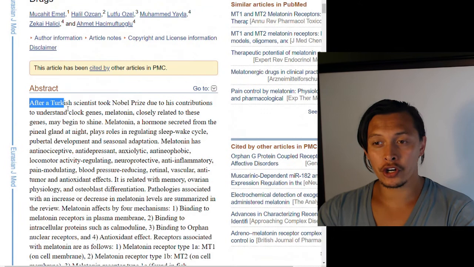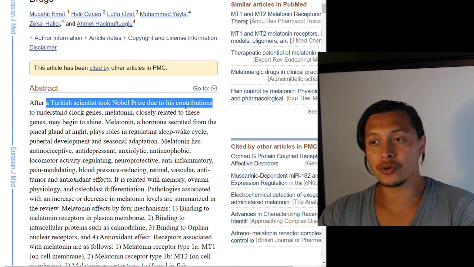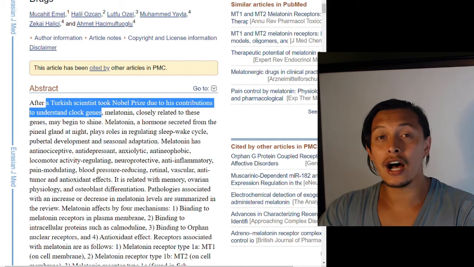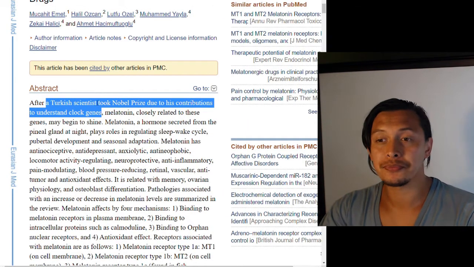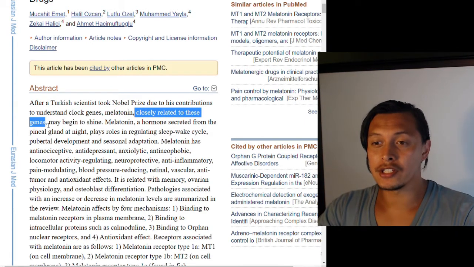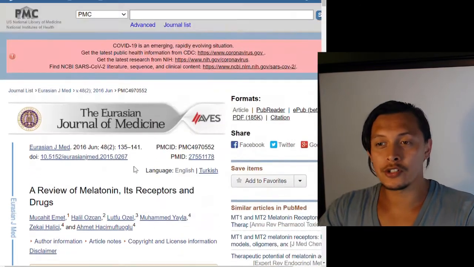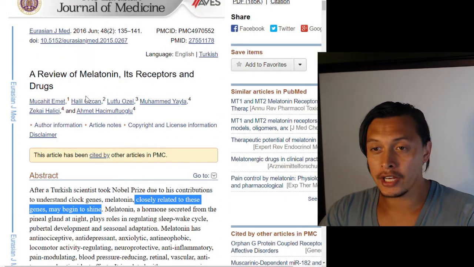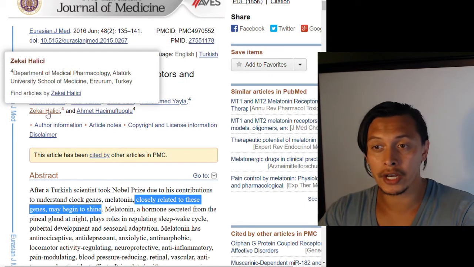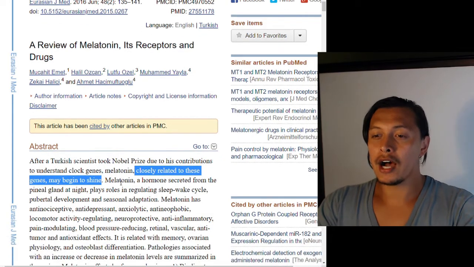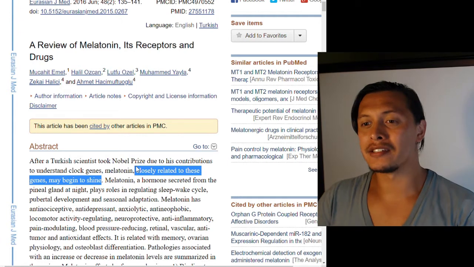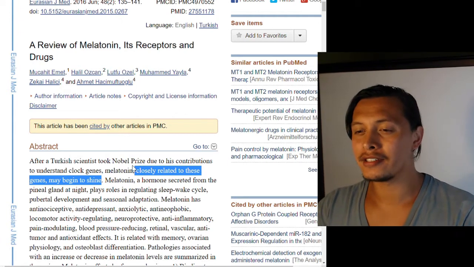After a Turkish scientist took the Nobel Prize due to his contributions to understanding clock genes, these oscillators that we were talking about earlier, melatonin, closely related to these genes, may begin to shine. I should also mention that these authors are from Turkey. I believe all of them are from Turkey, or at least all of them have work in Turkey. They look like Turkish names, so that's why I think they have a little bit of pride in saying that a Turkish scientist took the Nobel Prize.